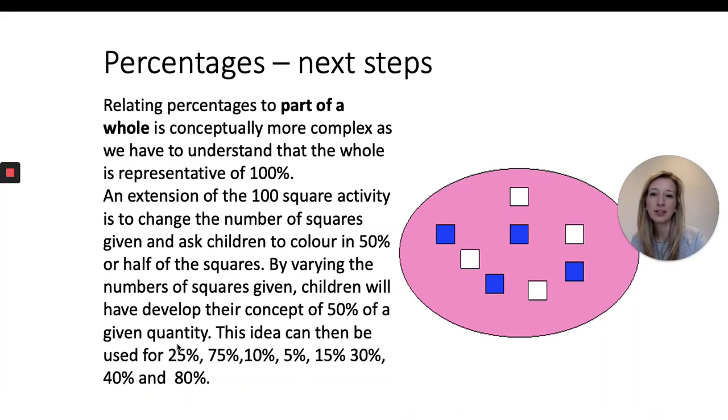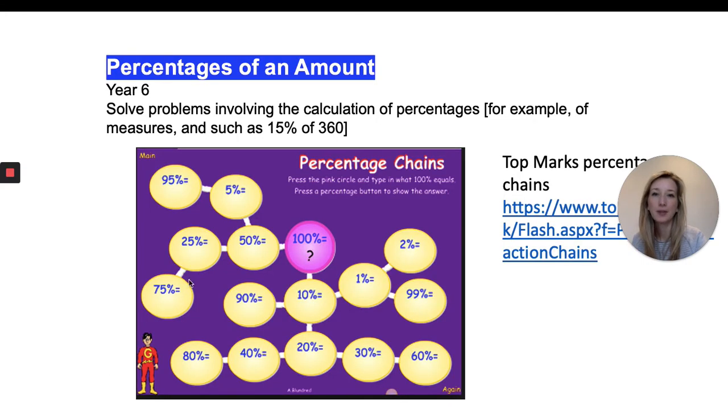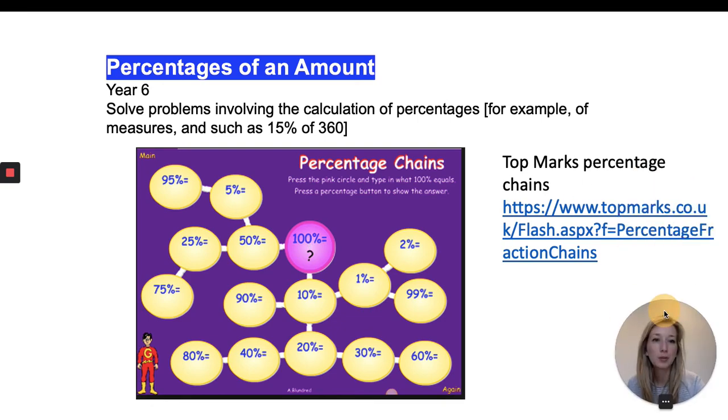So varying the percentage of the overall amount. By varying the numbers of squares given, children will have developed their concept of 50% of a given quantity, much like they would have done in fractions earlier on. And another great resource to get the children thinking about that is this one, which is on Top Marks. In Year 6 they will need to solve problems involving calculations of percentages, and this is a really nice starter warm up to get them thinking about how they would solve that.